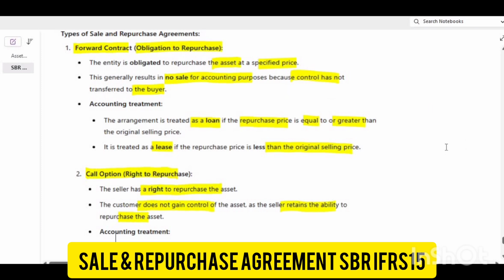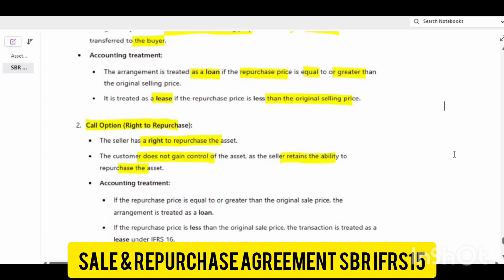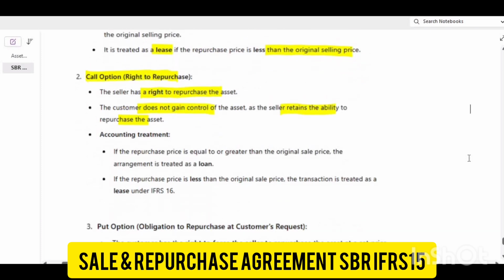Clear? And you have to follow the same accounting rules that you followed for the forward contract. So if the repurchase price is greater than or equal to the original price, then you have to treat it as a loan. If the repurchase price is less than the original price, then you consider it as a lease. We will deal with it under IFRS 16.